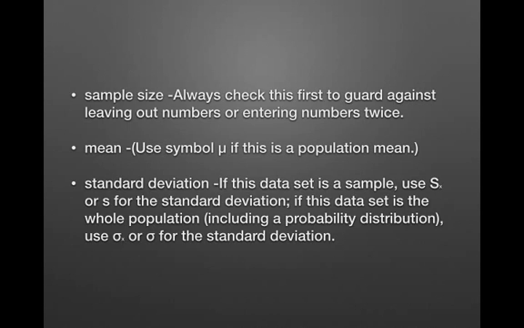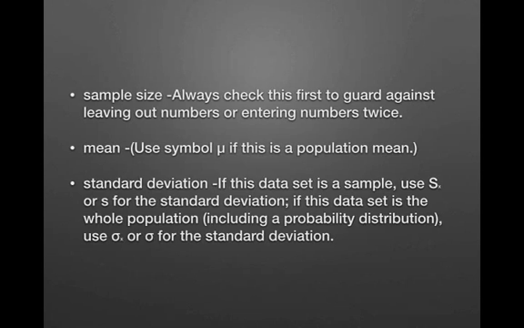The population mean is not given, but we use the symbol mu for population mean. Variance is not going to be shown, so what you'd want to do is just find the standard deviation and square it.